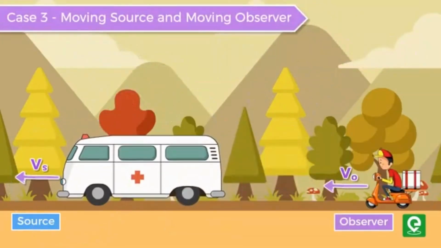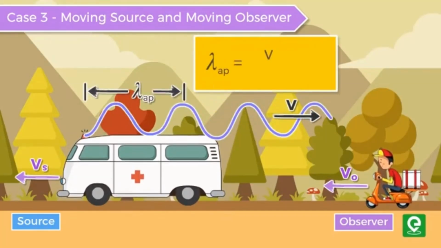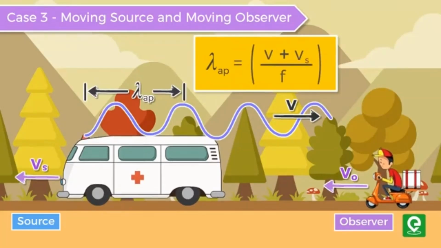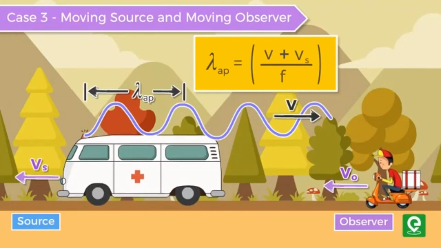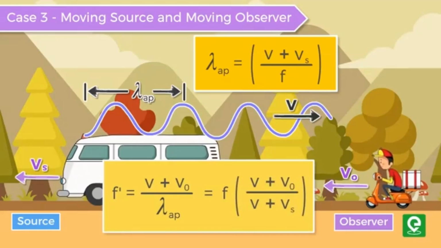Case 3. Moving source and moving observer. In this case, if both the source and the observer are moving in the same direction with velocity vs and v naught respectively, the sound wave produced by the source has frequency f and the apparent wavelength is equal to (v plus vs) whole divided by f, where v is the velocity of sound. Now this sound wave will approach the observer at a relative velocity of v plus v naught. Therefore, the apparent frequency of sound heard by the observer, f dash, is equal to f into (v plus v naught) whole divided by (v plus vs).